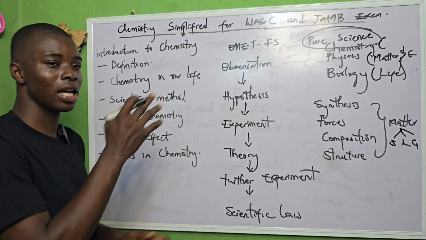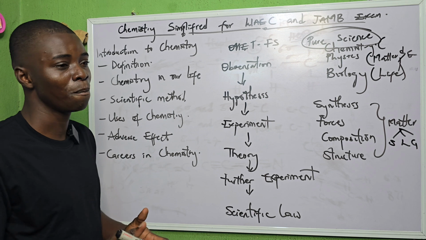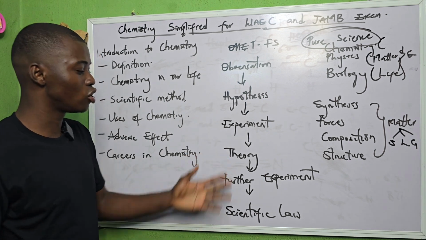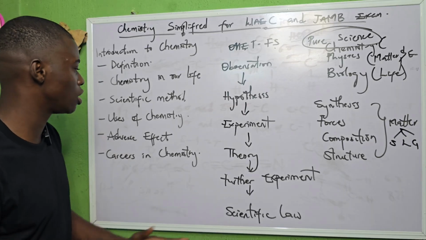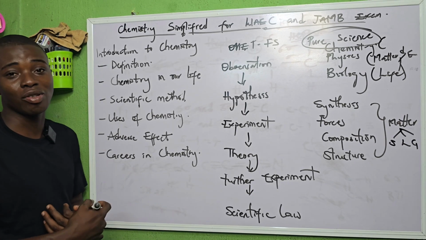So as a scientist, learn to observe. You move to the next thing as a tentative guess, which is hypothesis. Then you move to the next, which is experiment, theory, further experiment, and the last one is what? Scientific law. What are the uses of chemistry in our life today?